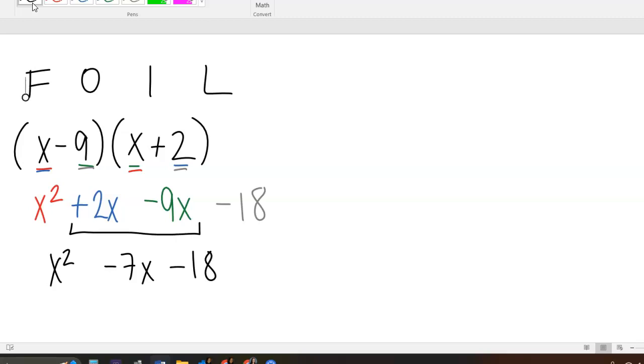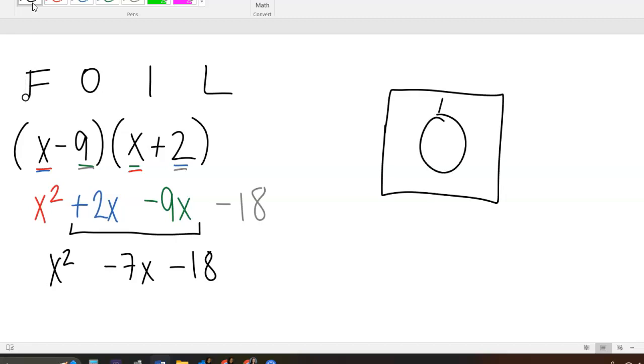Now that's the method that they describe, and I actually have a different method that I like better, and I call it the box. Basically, we're going to start with a big box. I'm going to draw a circle in the middle, and then I'm going to split that into 4 quadrants, okay? Here we would have one of our factor sets on the side, and then one of them on the top. And this is an area model. This is an area model for our multiplication.